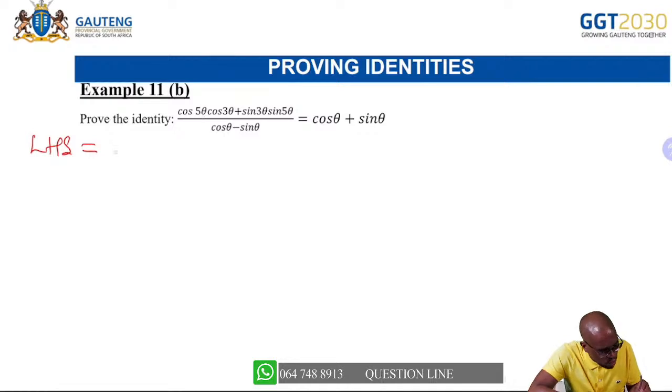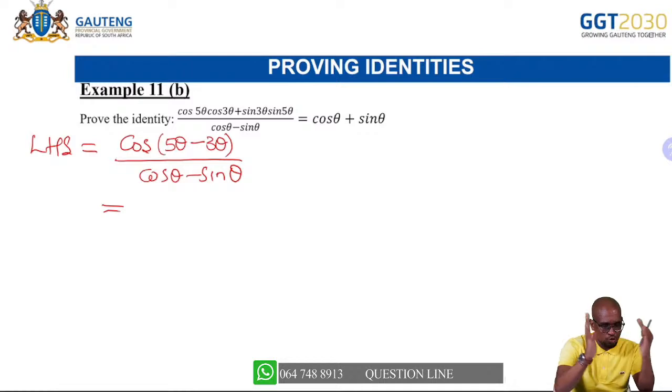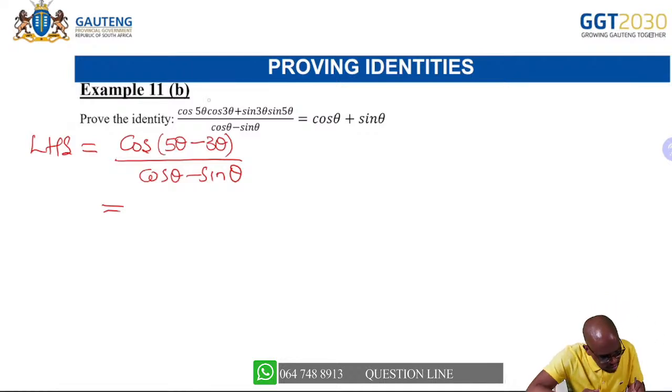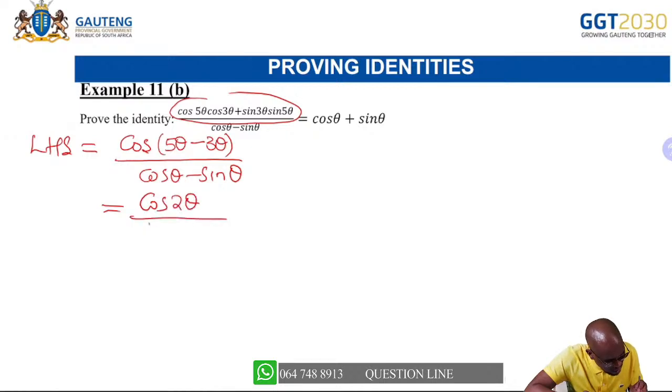So this is a compound angle for cos (5 theta minus 3 theta), divided by cos theta minus sin theta. You see, I was able to reduce or to condense this compound angle because this was in the expanded form, so I'm condensing it. So this gives me cos 2 theta divided by what? Cos theta minus sin theta.